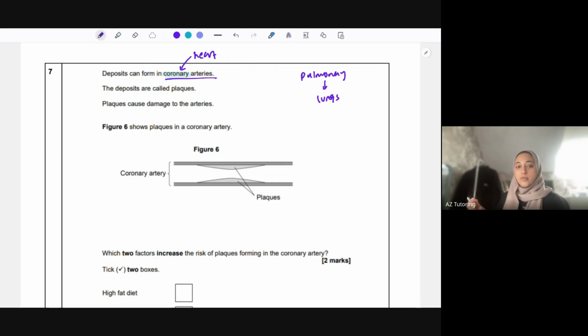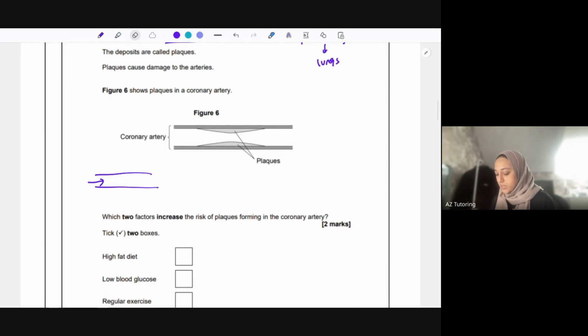Okay, so the plaques, you can see they're built up on the artery wall. Now imagine I had a normal coronary artery and there's no plaque on there, there's normal blood flow here. Whereas if you reduce the amount of space in a tube, the pressure is going to be a lot higher, and that's what leads to high blood pressure, and in turn it's going to lead to a heart attack. If that plaque keeps building up, it will eventually block. If it blocks and there's no blood going through, there's no oxygen going to the cells and no respiration happening, essentially leading to a heart attack. So it's really important you understand what the build-up can lead to. Okay, so that's the understanding of the question.